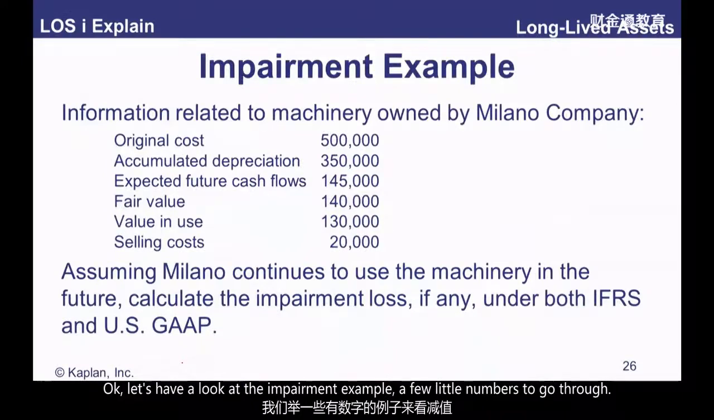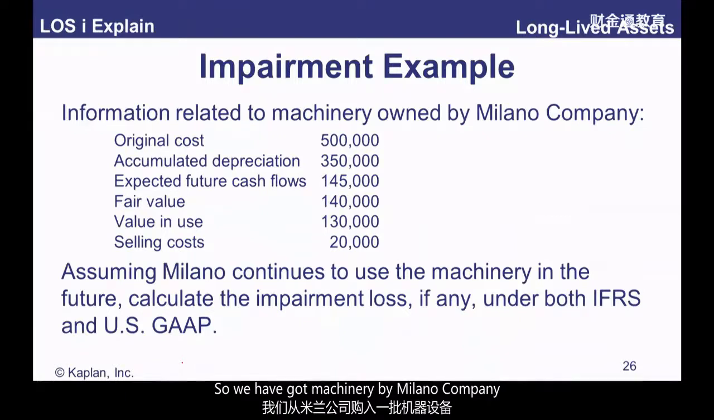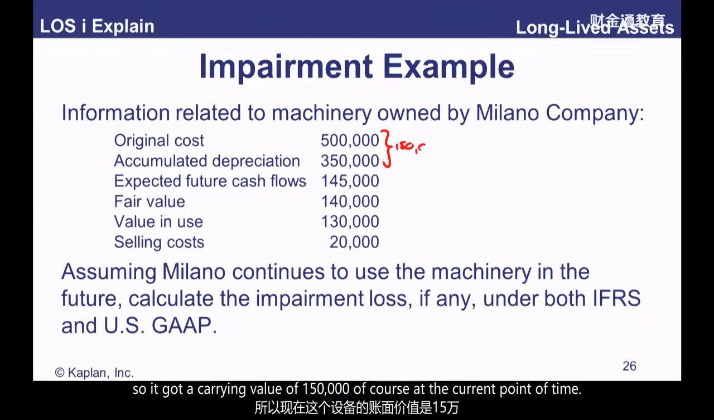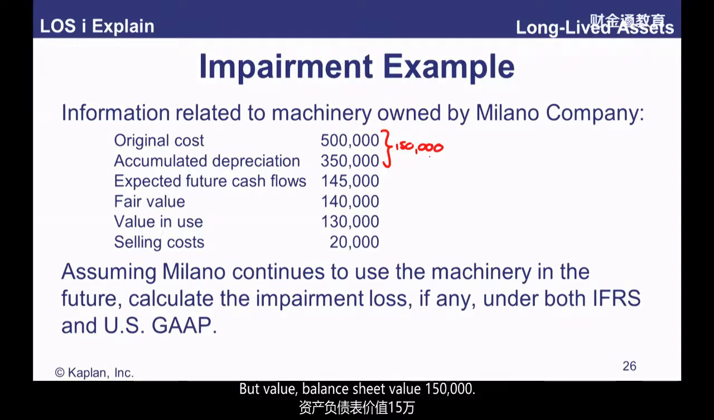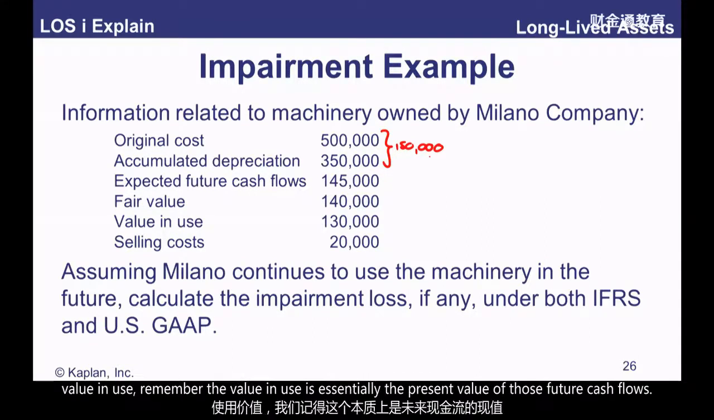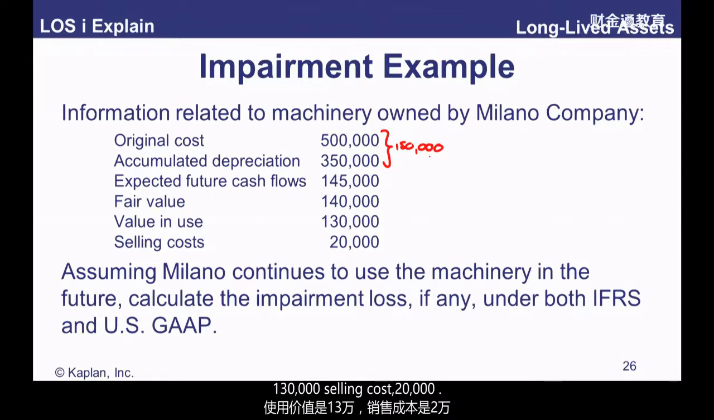Okay, let's have a little look at an impairment example. A few little numbers here to run through. So we've got machinery owned by Milano Company. Cost 500,000, accumulated depreciation 350,000 to date, so it's got a carrying value of 150,000, of course, at the current point in time. Book value, balance sheet value 150,000. Expected future cash flows 145,000, fair value 140,000, value in use, and remember value in use is essentially the present value of those future cash flows, 130,000, selling cost 20,000.